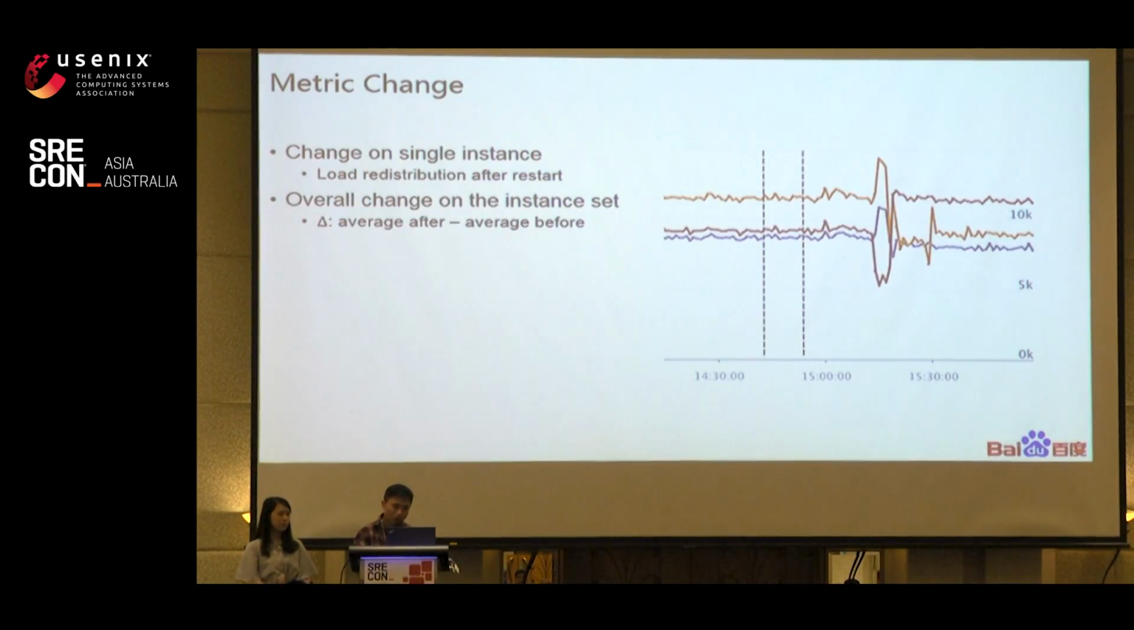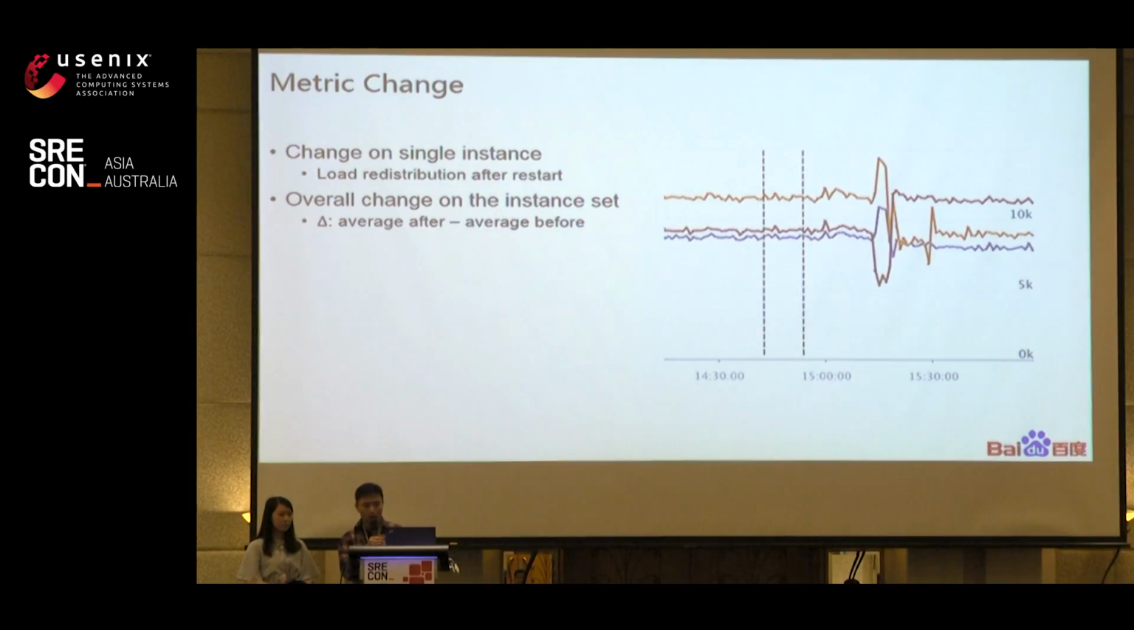The reason for this is that many of the releases require a restart of the instances, and the restart will cause the load to redistribute among the instances, so the metric changes. So to solve this problem, we have to compare the overall change of the instance set among different instance sets. What we do is compute the average value after the release and the average value before the release. So this change becomes a delta.